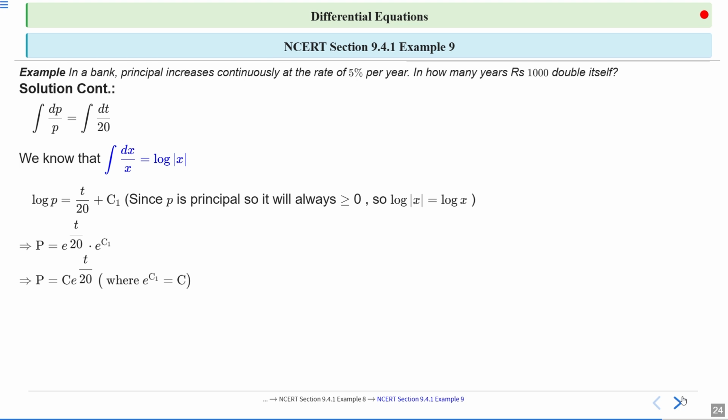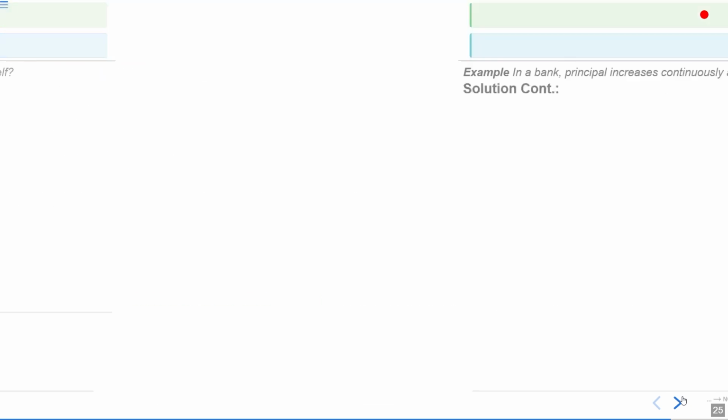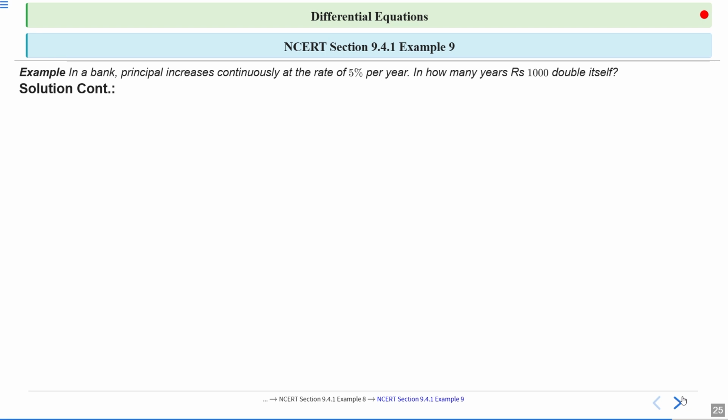Now we have to find in how many years rupees 1000 doubles itself. So we have to calculate the value of t. But there are two unknowns, c and t, and to get the value of t, we also have to know the value of c. So to calculate c, let P = 1000 when t = 0. According to the question, when time is 0, the principal is 1000. So we just use this.